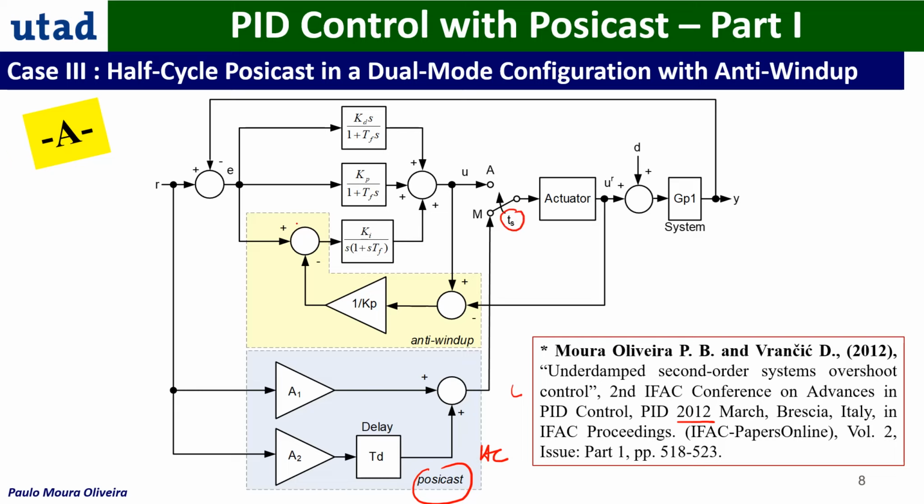So the principle is the same. We are going to use the Posicast to put the control output at the reference set point, and then switch to PID for dealing with disturbance rejection.